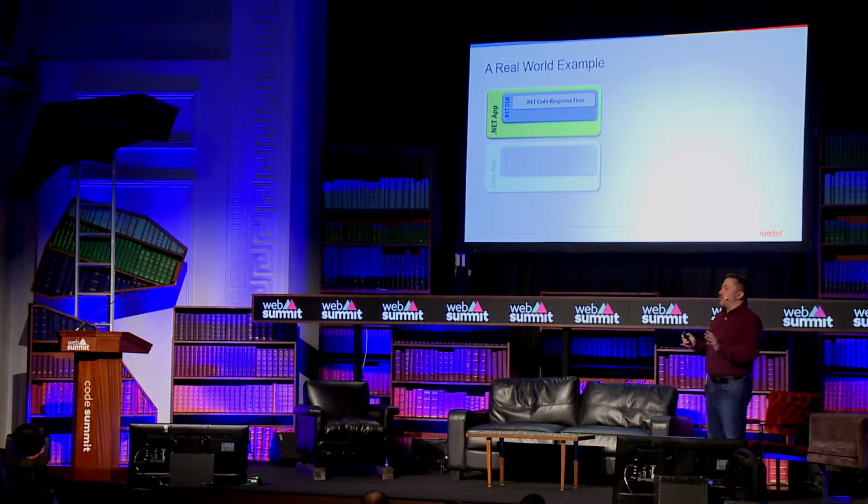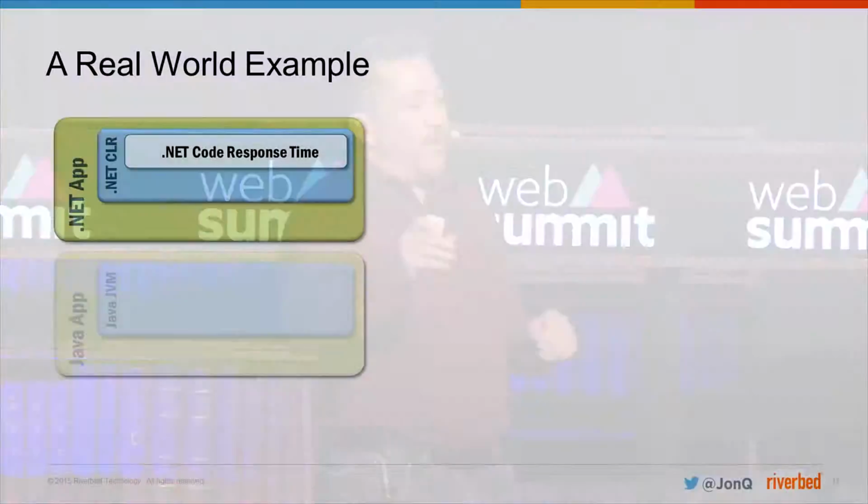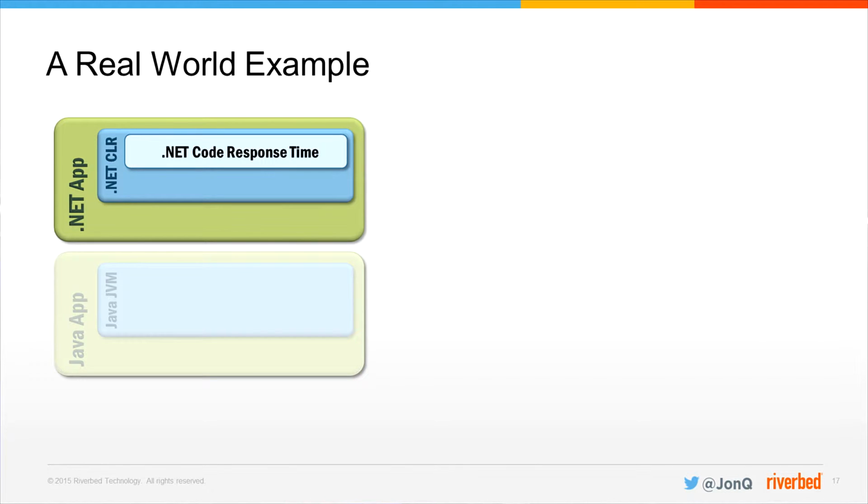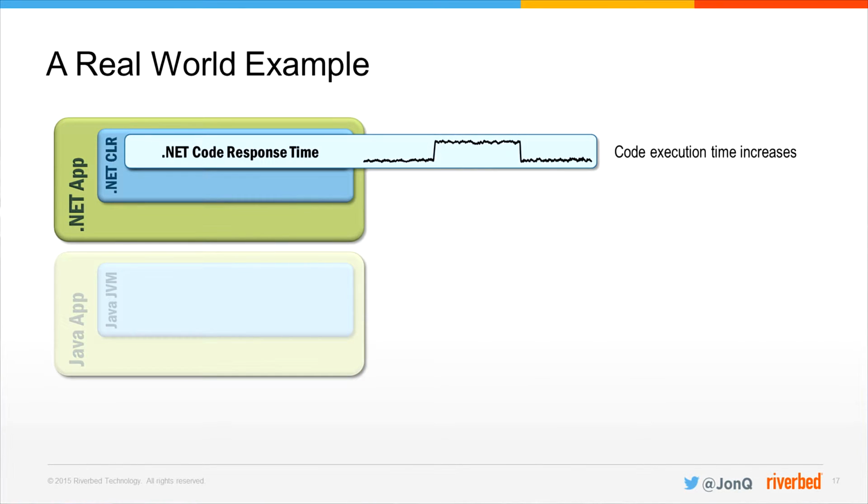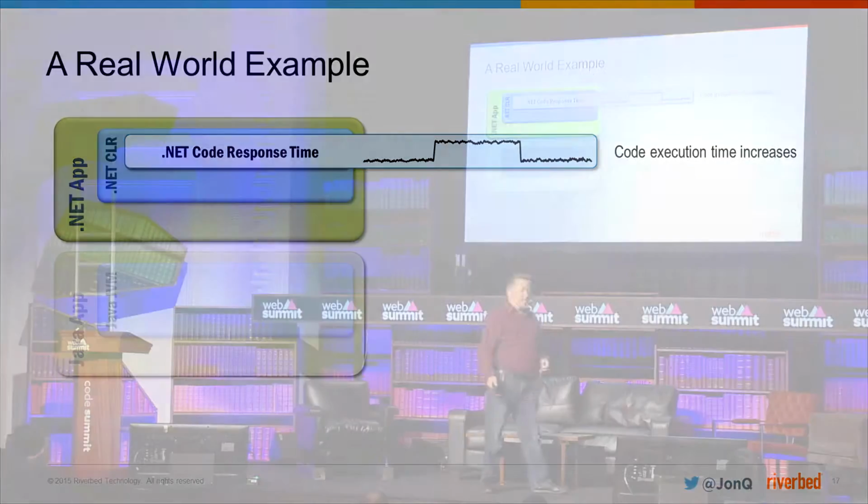So let's talk about a real-world example here. I had a customer who had been trying to solve a problem for a long time. They had used a variety of APM and monitoring tools and could never get to the answer. And they said, look, we've got 2 apps. We've got a .NET app. We've got a Java app. Don't worry about the Java app, different app. But the .NET app has slow response time, and we can't figure out why.